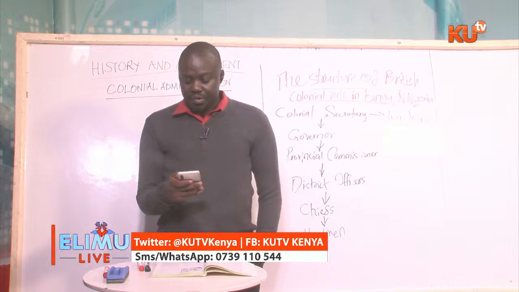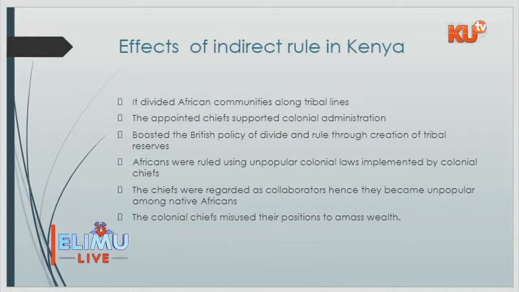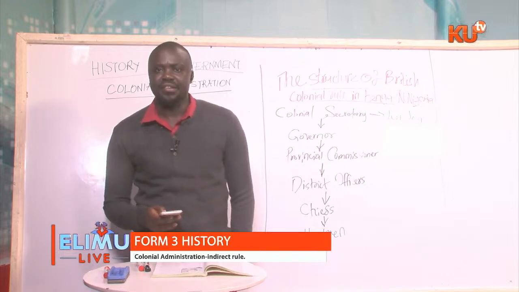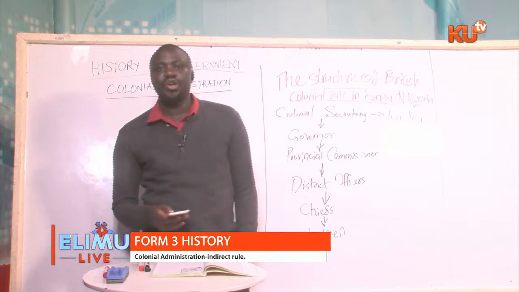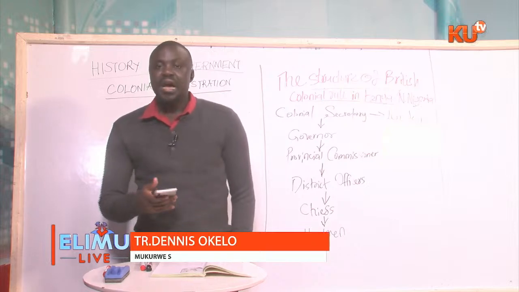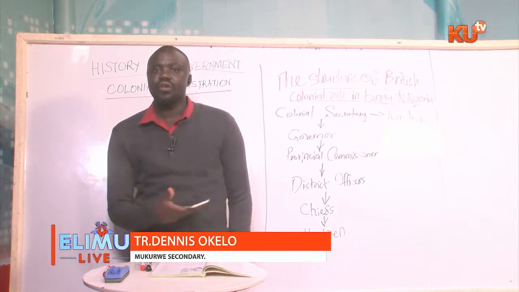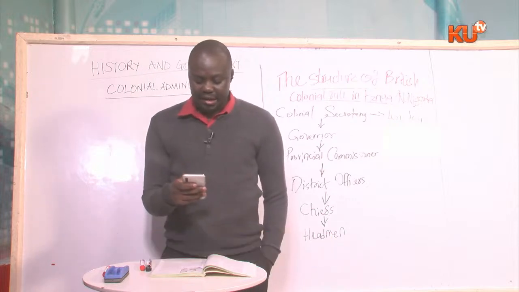Then again, it boosted the British policy of divide and rule through the creation of tribal reserves. Now, all the tribal reserves that were created after land had been alienated, people used to stay in those reserves according to their ethnic lines. Again, the Kipande system that the British had introduced to ensure that the Africans stayed in the reserves indicated the tag of their tribal lines. So this boosted, again, tribalism.